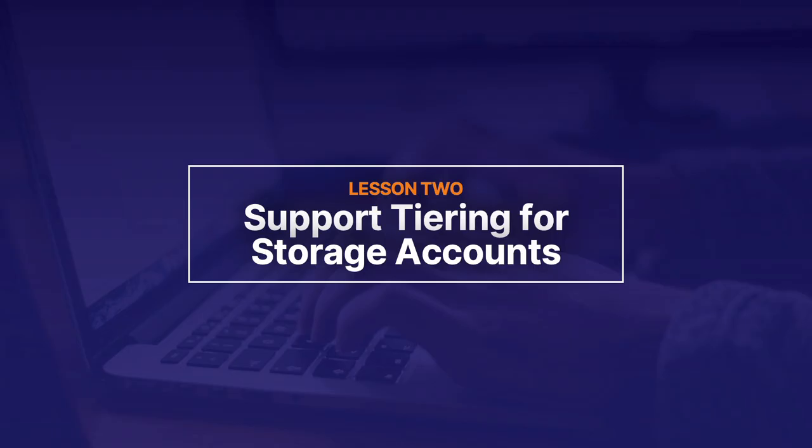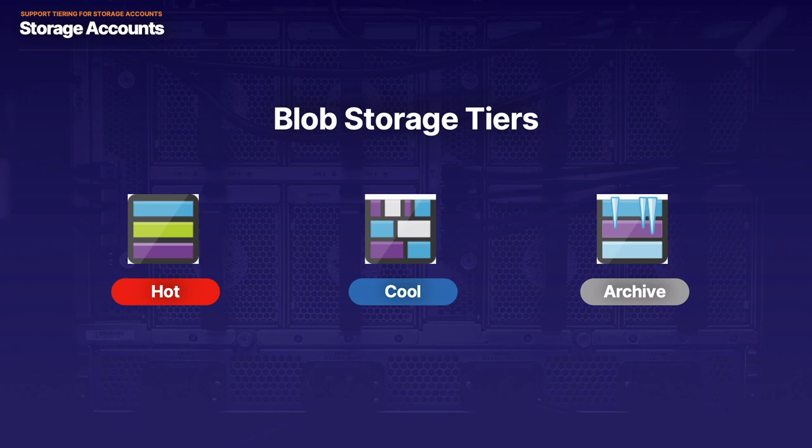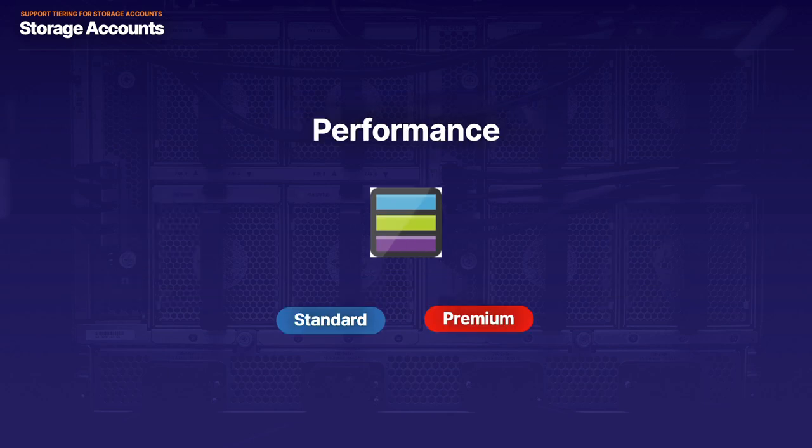Welcome back. For this lesson, we're talking about support tiering for storage accounts. From our last lesson, we talked about hot, cool, and archive storage. One of the other options that's going to be given to you when you create a storage account is choosing between standard and premium. Standard is magnetic hard drive storage, and premium is going to be solid state.